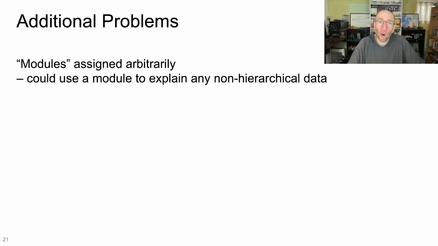But we're not done. There are additional problems with this paper. For example, the modules are assigned arbitrarily. You could use a module to explain any non-hierarchical data. And then almost by definition, the dependency graph model is going to be superior to the common ancestry model just in terms of what percentage of the data is it able to explain.